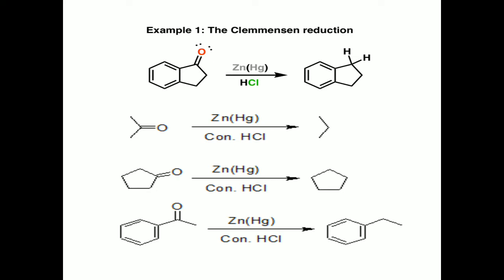These are the examples of Clemmensen reduction. This is a ketone, cyclic ketone. When it undergoes reduction in the presence of zinc amalgam and HCl, that ketone group converts into CH2. That CO group, ketone group converts into CH2. It is another ketone in the presence of zinc amalgam and concentrated HCl. It is forming propane. This is acetone. The formed one is propane.